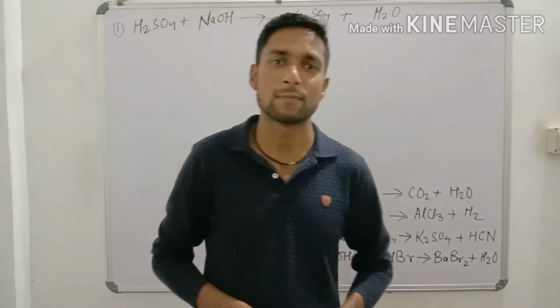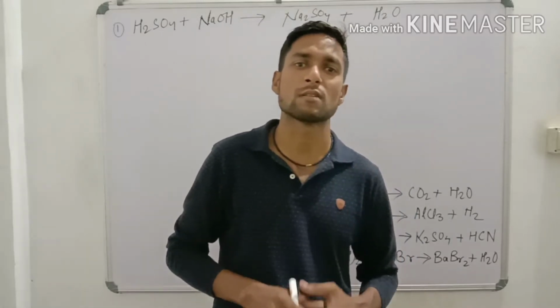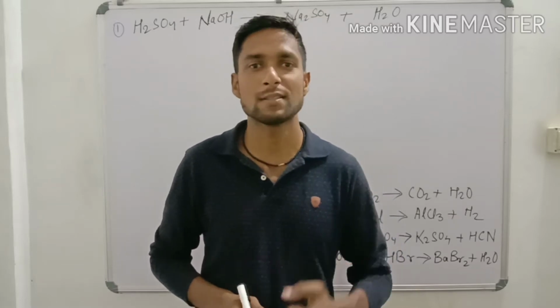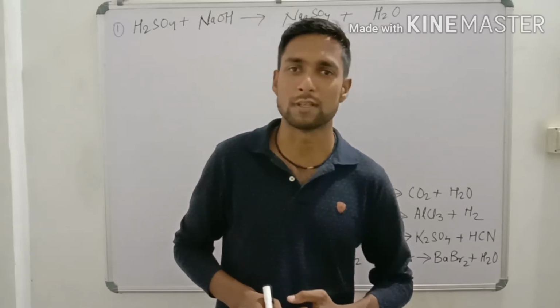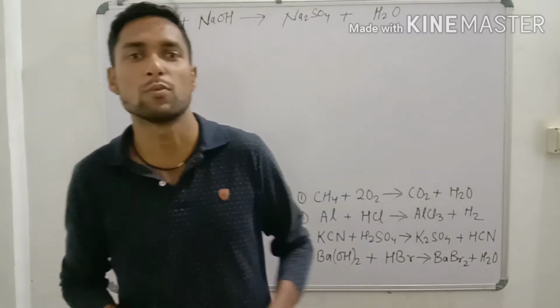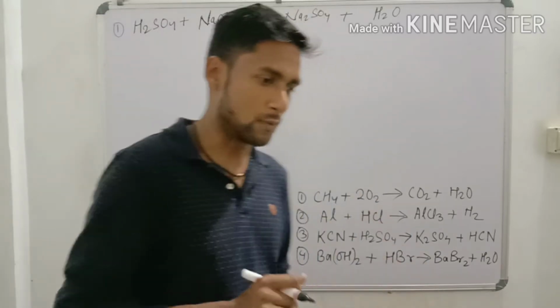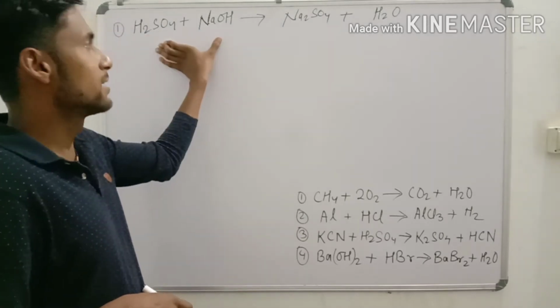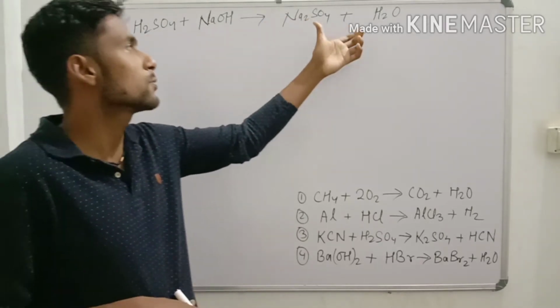So this balancing of chemical equation is based on the law of conservation of mass. This law states that mass can neither be created nor destroyed. It can only transform from one form to another. Therefore, the number of atoms present in the reactant side should be equal to the number of atoms present in the product side.